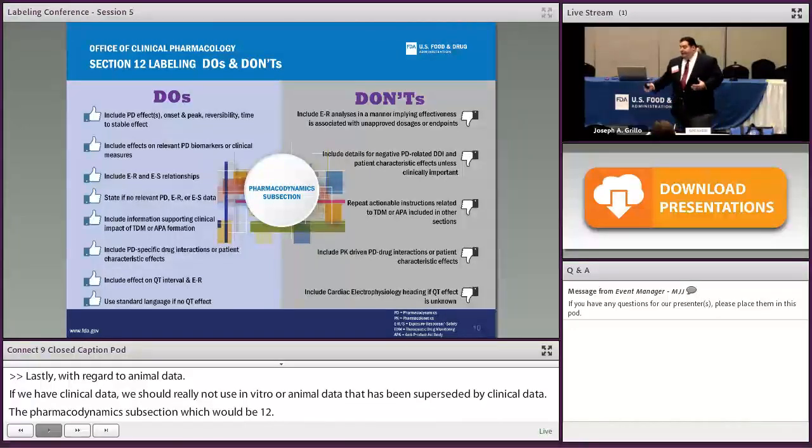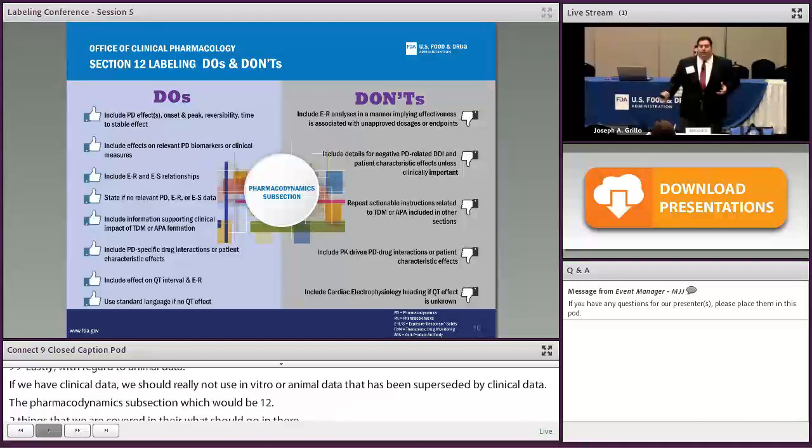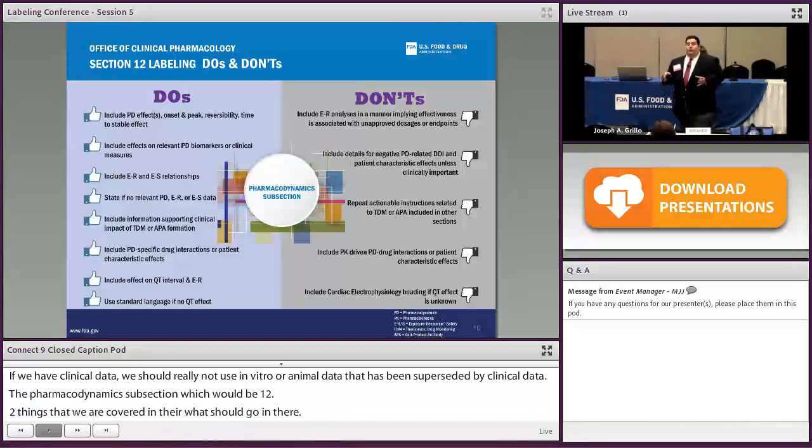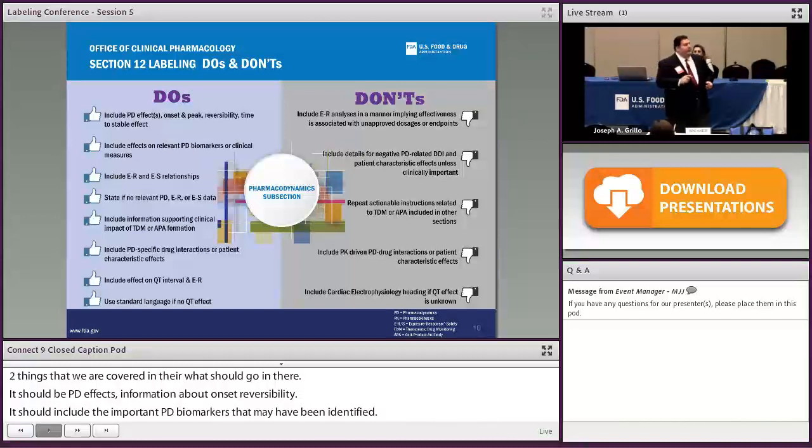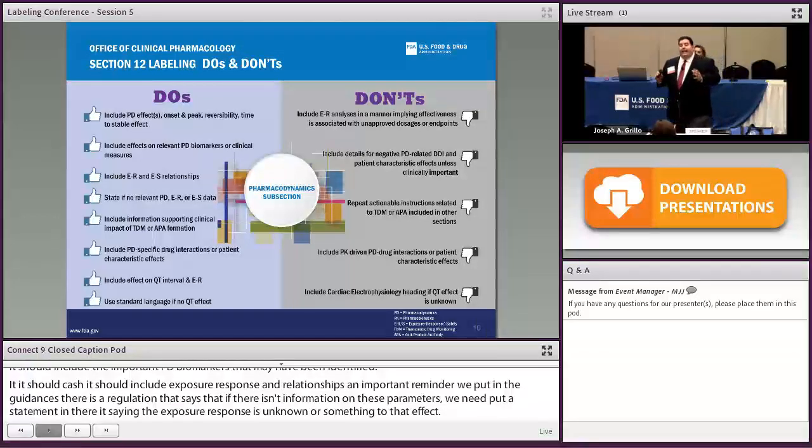It should include PD effects, information about onset, reversibility. It should include the important PD biomarkers that may have been identified. It should include exposure-response, exposure-safety relationships. An important reminder we put in the guidance is that there is a regulation that says if there isn't information on these parameters, we need to put a statement in there saying that the exposure response is unknown or something to that effect.